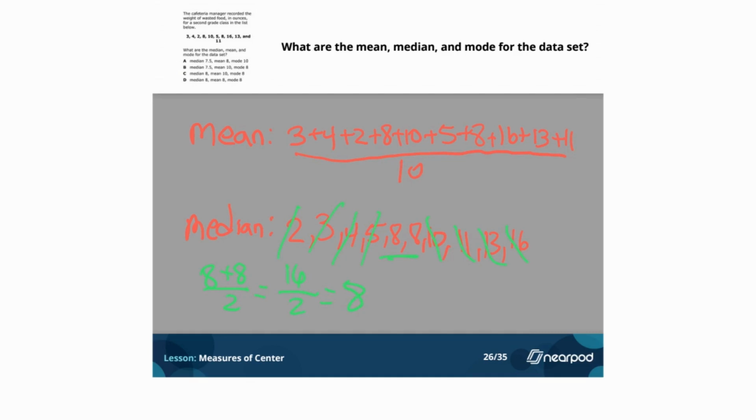So if you notice, if you ever have the same two numbers in the middle, and you add them and divide by 2, you're going to get the same answer. The math is just to help you practice, but in reality, you don't need to do the math. So again, 8 plus 8 is 16 divided by 2 is 8, because there's two numbers. That's why we divide by 2.